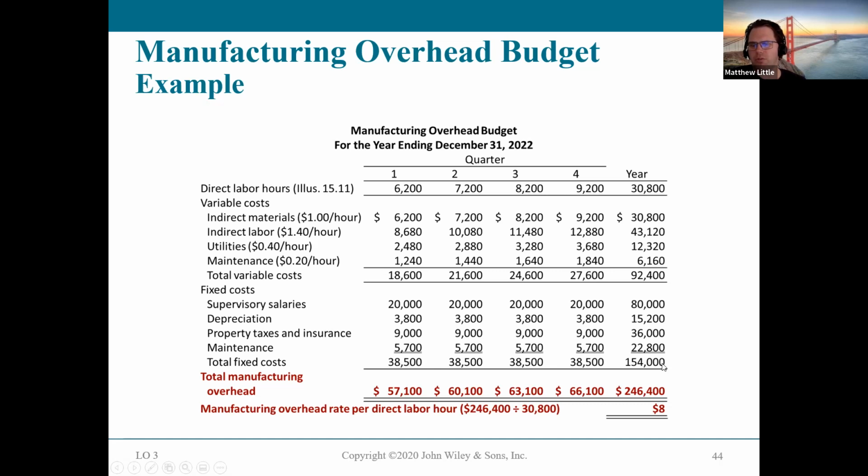And just for awareness, your manufacturing overhead rate per direct labor hour, you can take your total budgeted manufacturing overhead, divided by your total direct labor hours for that quarter or year in this case. I would say it's about $8 an hour per direct labor hour for all the overhead. It's good to keep an eye on those indicators.